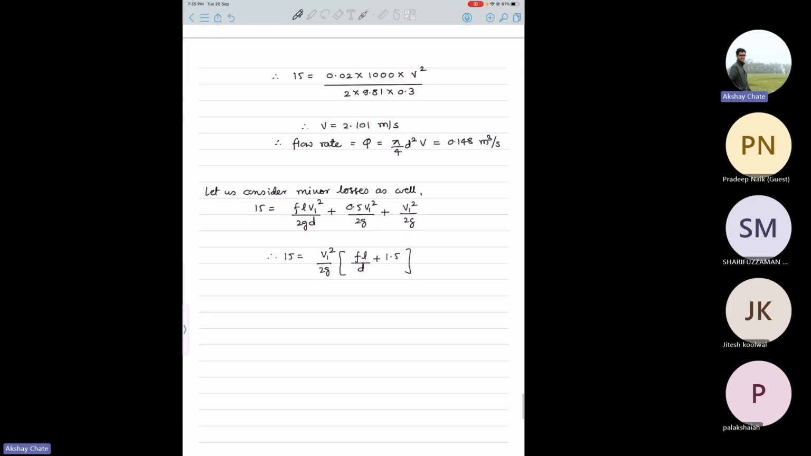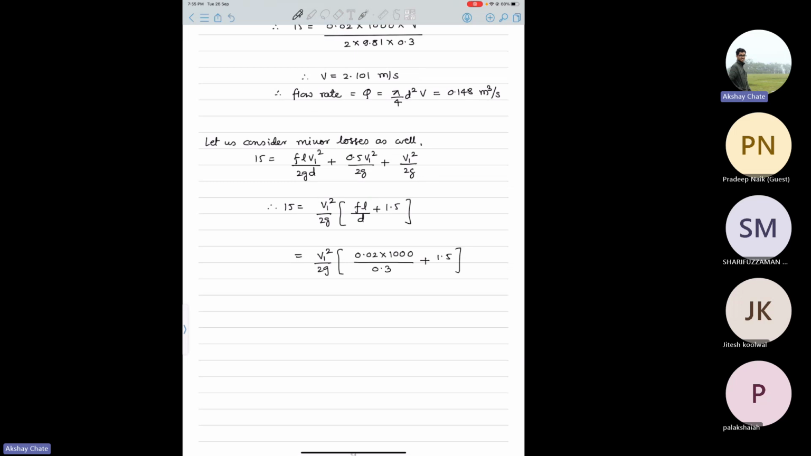Now see here, you can realize if I calculate this fL/D parameter, which is nothing but 0.02 into length 1000 divided by diameter 0.3, what do you get? So this is 0.2 into 1000, so 200 divided by 3. How much is that? 66 something, right? So V1²/2g becomes 66.67 plus 1.5.